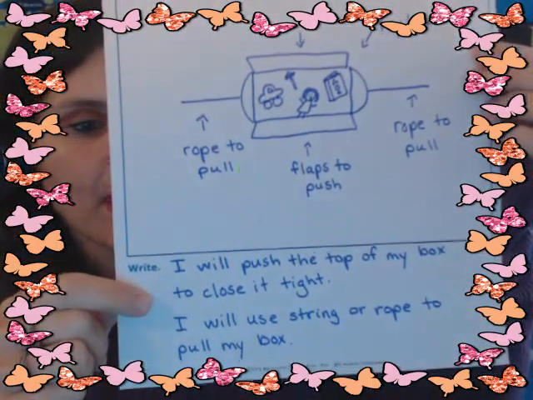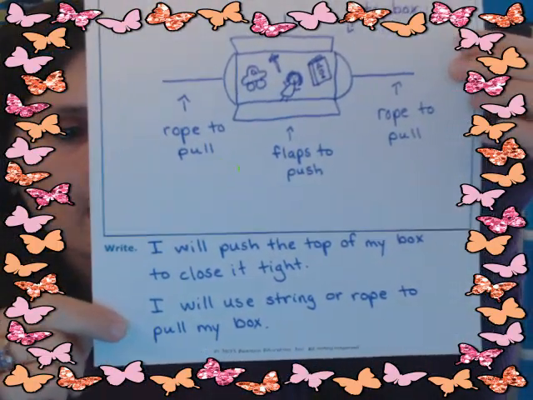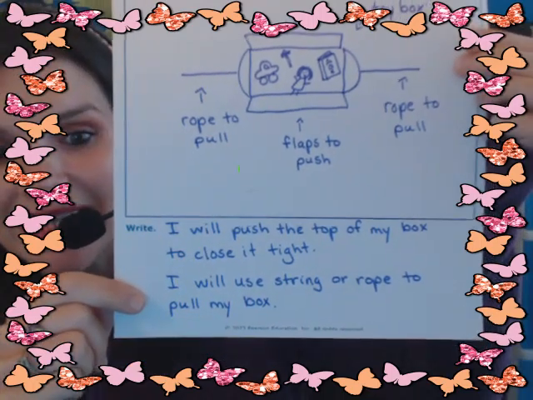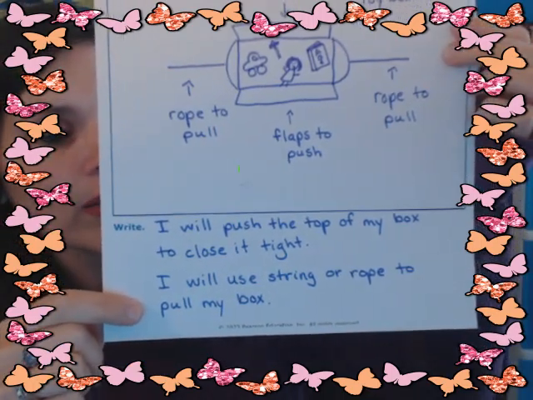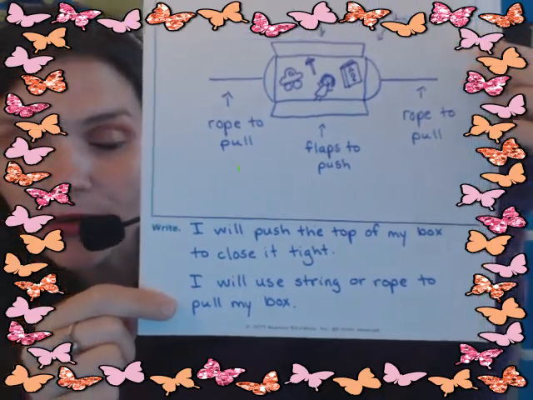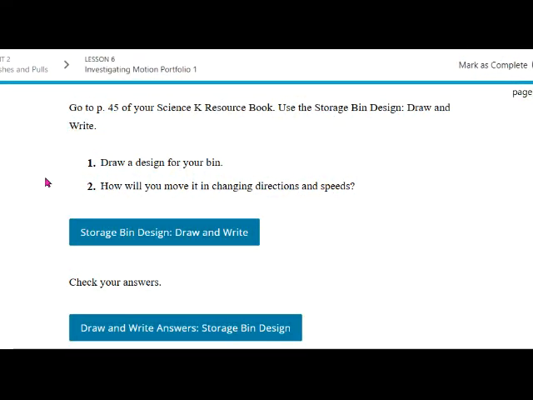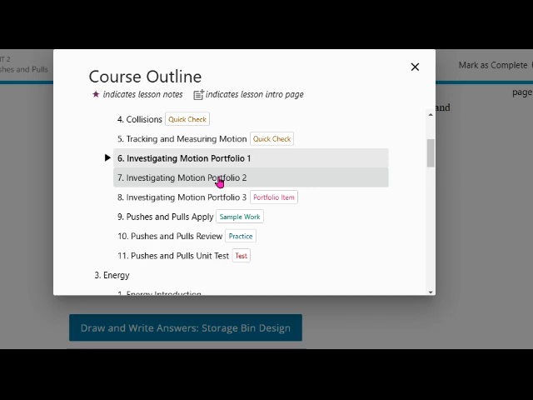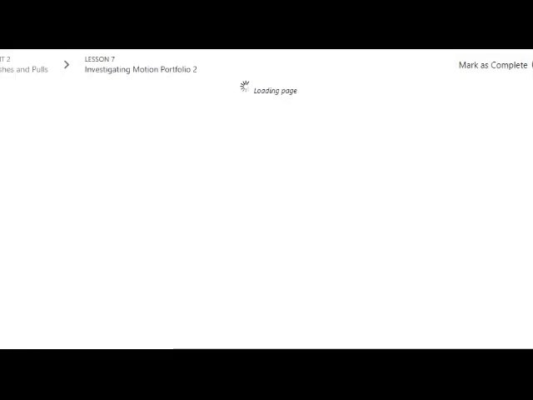Here are my sentences at the bottom. I will push the top of my box to close it tight. I will use string or rope to pull my box. So to pull it out from under the bed or to pull it further under the bed so I can get it stored. All right, so that is what you're going to complete next. You're going to draw your design. And then after you draw your design, you're actually going to make your design and see if it works. All right, so that's the end of this section. But like I said, this has many parts, so we're going to move on to the next one now. And we're going to complete this portfolio assignment.